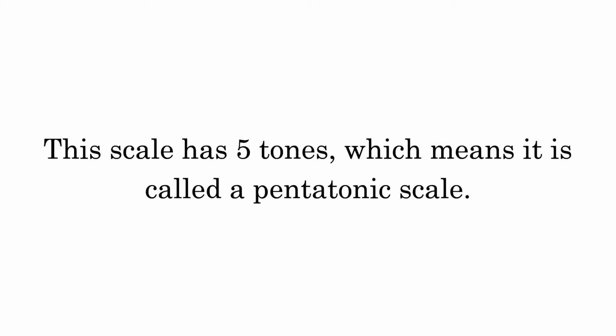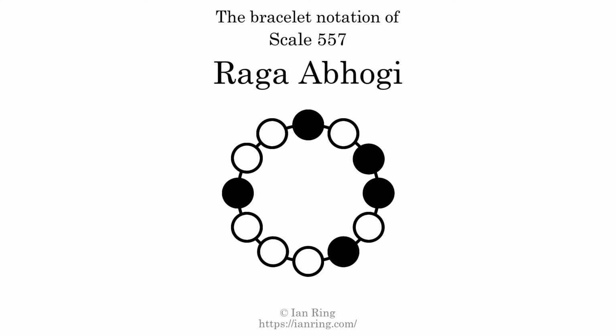This scale has 5 tones, which means it is called a pentatonic scale. This is a bracelet notation diagram of scale 557. The shaded circles represent tones that appear in the scale, and they are read clockwise, starting at the top.